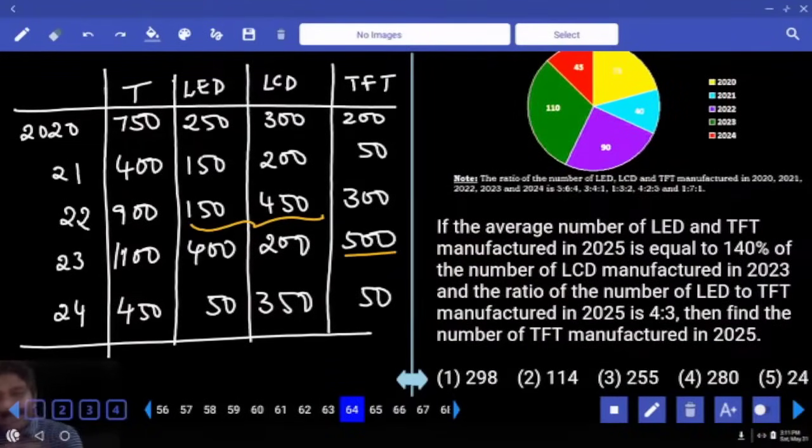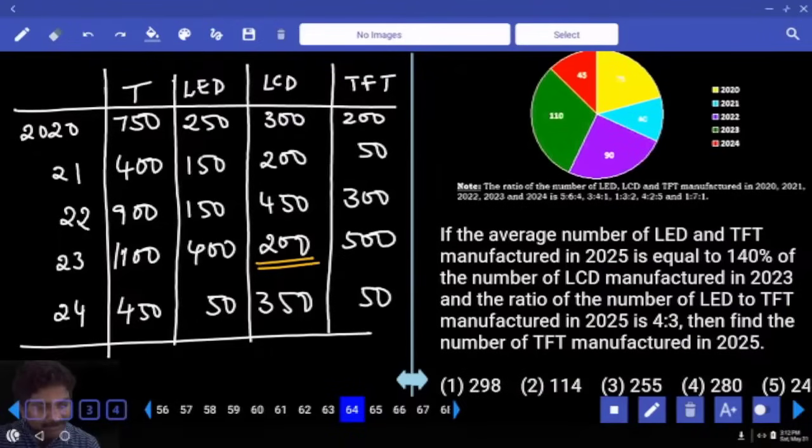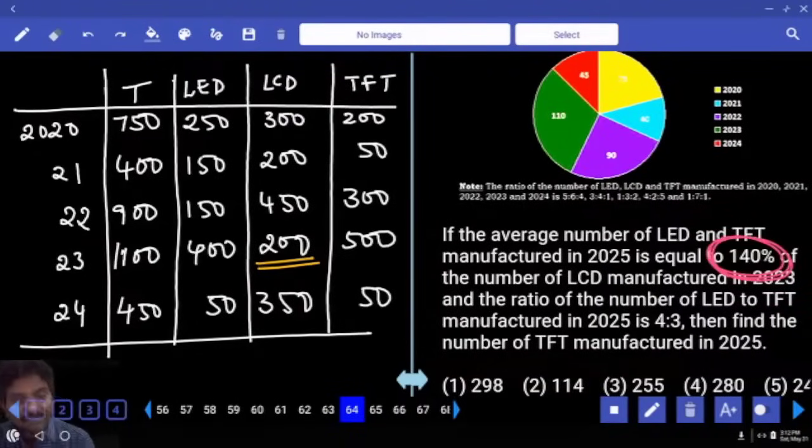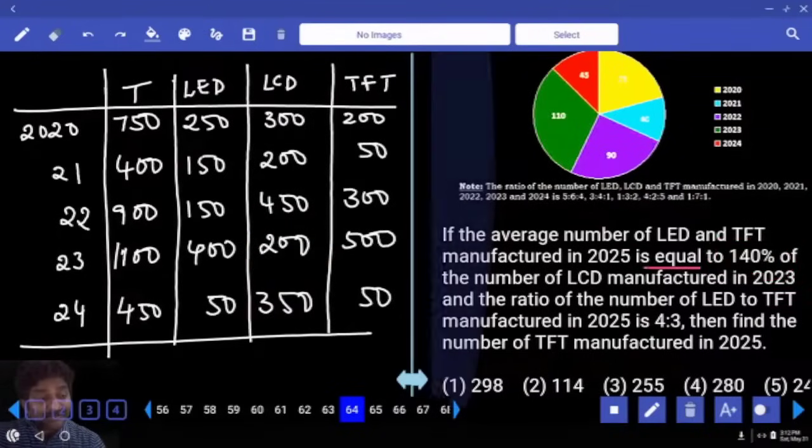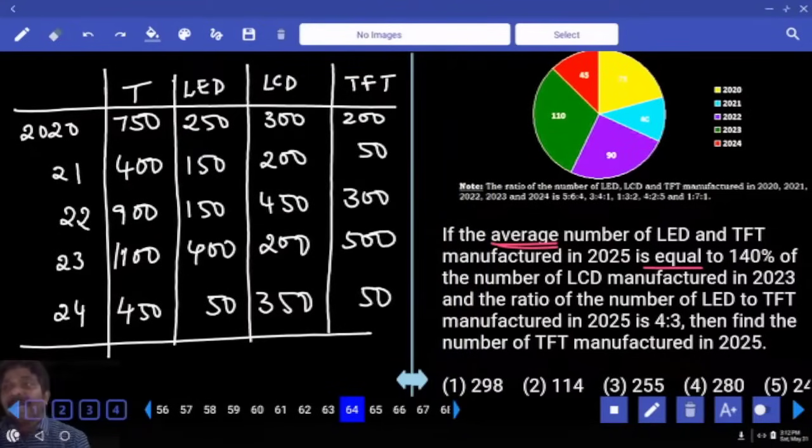If the average number of LED and TFT manufactured in the year 2025 is equal to 140% of LCD manufactured in 2023. LCD manufactured in 2023, 200. To that it will be 140%. 140% of this number, 2. What is 280? Average. Average for how many? Is 280, correct? Then the sum will be 5. So the sum of these two is equal to 560 in the year 2025. You got it? Next.